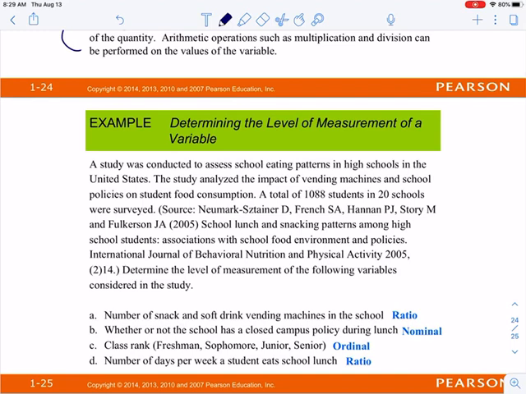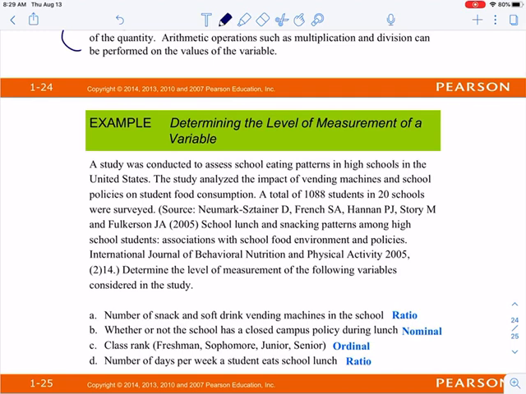For part B, whether or not the school has a closed campus policy during lunch, that's nominal. First of all, you can't put a number to it, so it either has to be nominal or ordinal. And nominal, it's naming only. Ordinal, again, would have to have an order of first, second, third. And we're not ordering it from best to worst or anything like that, so it's nominal only.